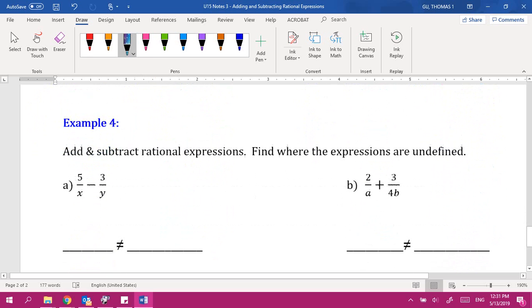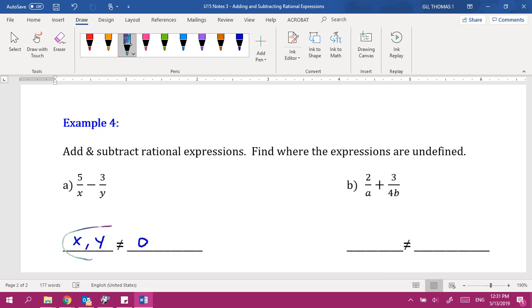Okay, and now on to the last section. Example 4, same idea, except now we've got different variables right here. All that changes is how we write our restrictions and then finding our least common denominator. So what is my restriction going to be here? X comma y. There we go. Not equal to 0. That's right. Good.